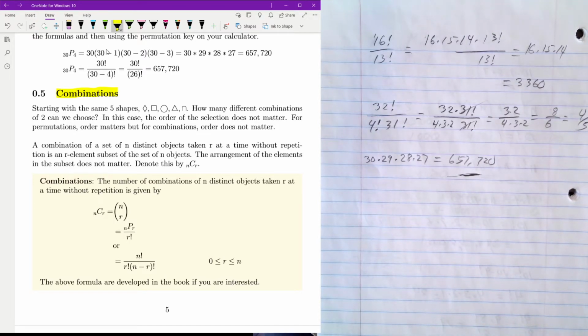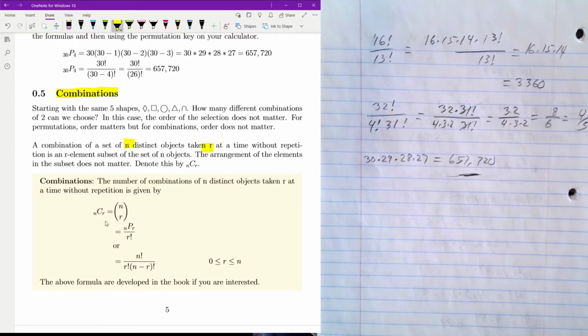So how we denote this is a combination of a set of n distinct objects taken r at a time without repetition, is an r element subset of a set of n objects. Anyways, the arrangement of elements in the subset doesn't matter. We denote this by n, and how we typically say it is n choose r. So previously we said n permute r. Now we're going to say n choose r.